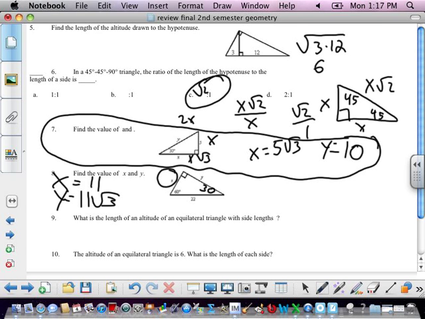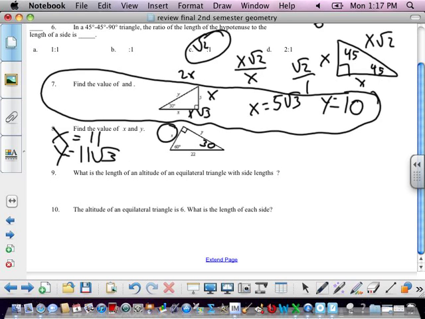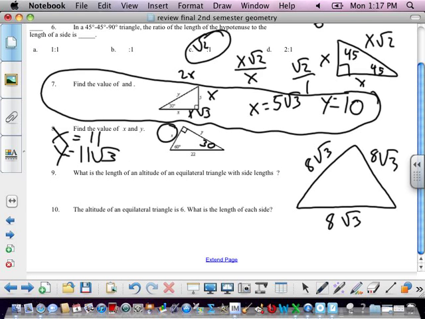Okay. Next one's a little tricky. What is the length of an altitude of an equilateral triangle with the side length 8 square root 3? So let's draw an equilateral triangle. Each of the sides is 8 square root 3. And we want to find the altitude. So we know if we cut an equilateral triangle in half, we have 2 right triangles, right? Okay, well we could do something like this.